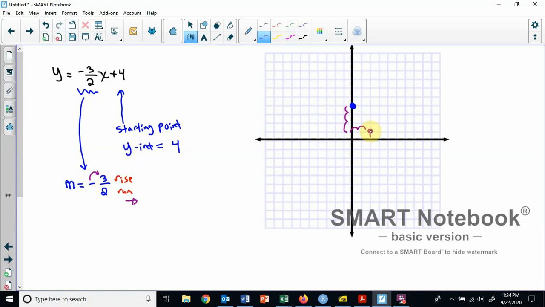same rise over run, down 3, 1, 2, 3, over 2, 1, 2. And as long as you count correctly, all your points should line up in a beautiful straight line. Now isn't that awesome, because that did not take much effort at all to graph.